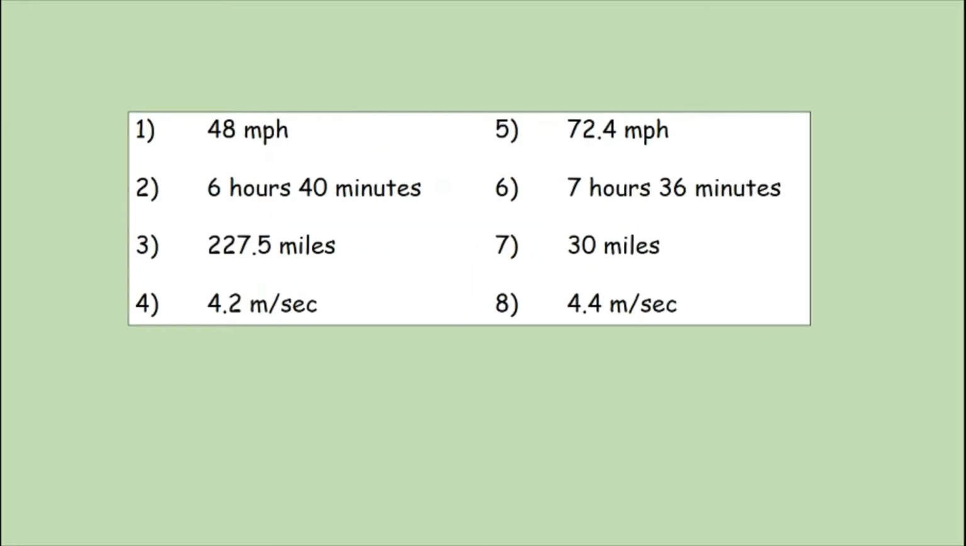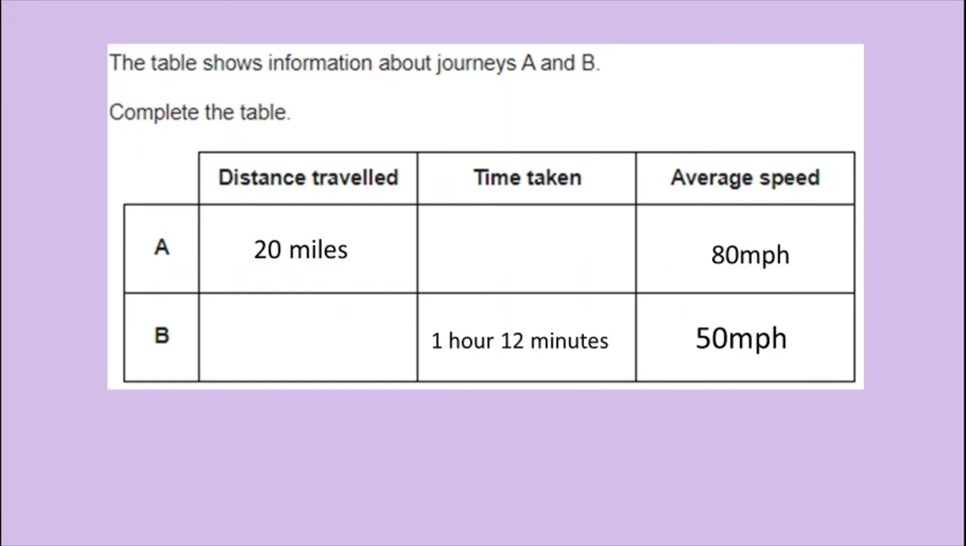Okay, here are our answers. If you've got any of those you're not happy with, go back and just double check that you've made your conversions properly. On the screen now, you'll be able to see a table. There are 2 separate journeys. In the first one, calculate how long it took, and in the second one, calculate the distance travelled. Use appropriate units for both. Pause it now, and then unpause for the answers.